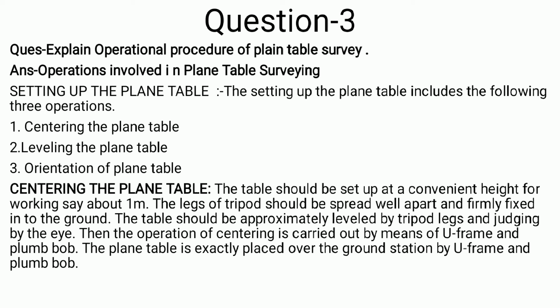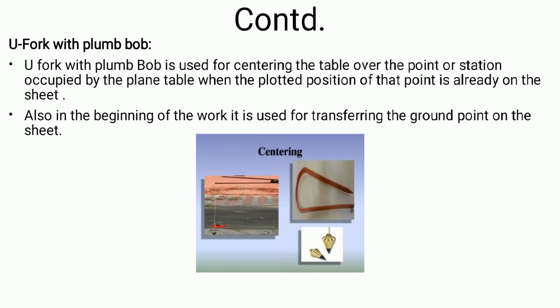Then the operation of centering is carried out by means of the U-frame and plumb bob. The plane table is exactly placed over the ground station by the U-frame and plumb bob. The U-fork with plumb bob is used for centering the table over the point or station occupied by the plane table when the plotted position of the point is already on the sheet. Also, in the beginning of the work, it is used for transferring the ground point on the sheet.